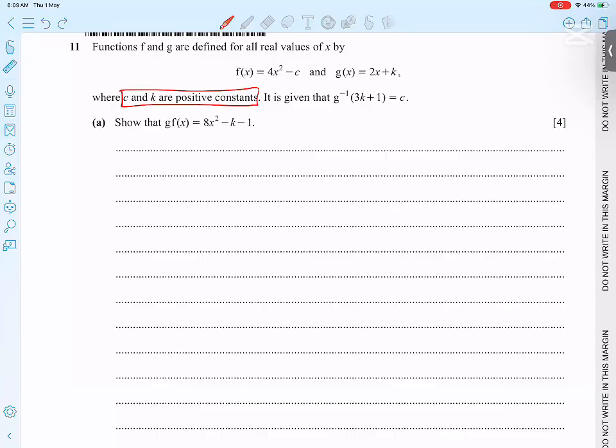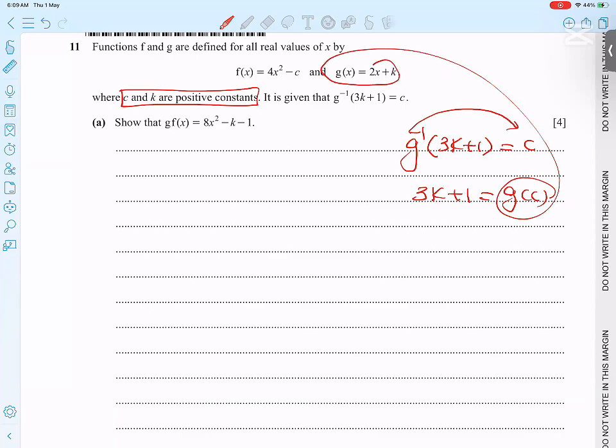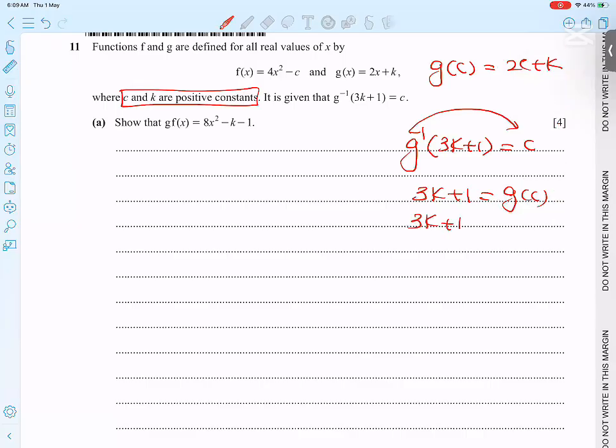So, do you know, students, when I bring this G inverse of 3k plus 1 equals C, given. When I bring this G inverse on the other end, it tends to be 3k plus 1 equals G of C. And G of C means replace every x by C. And if I ask you what is G of C, it is 2C plus K. So this value I'm going to replace here. So this 3K plus 1 equals 2C plus K.